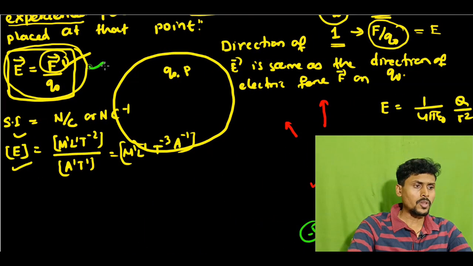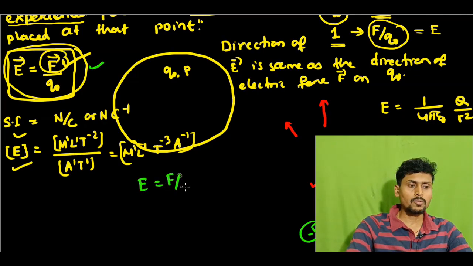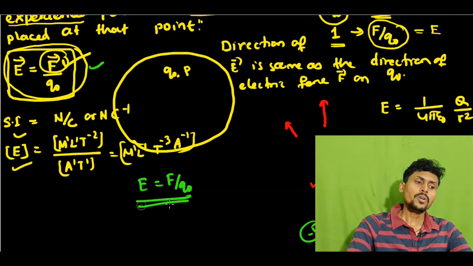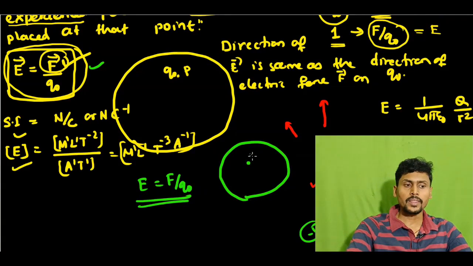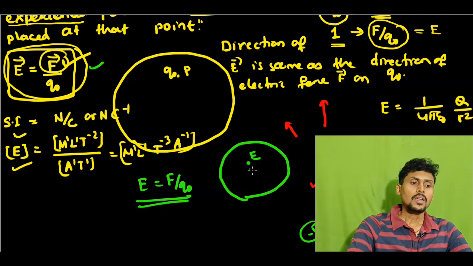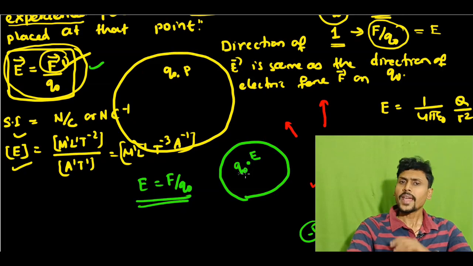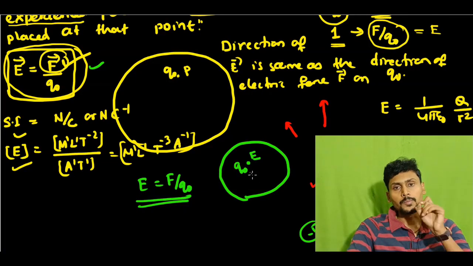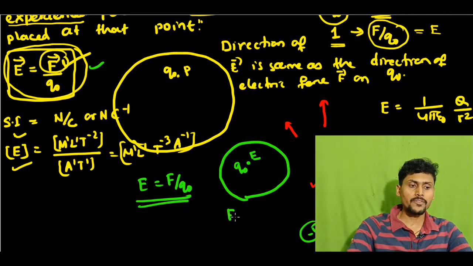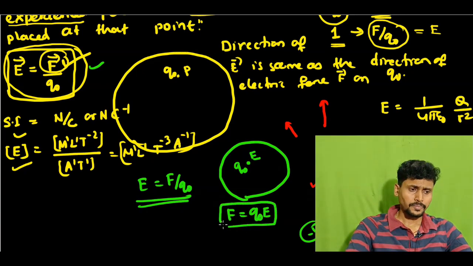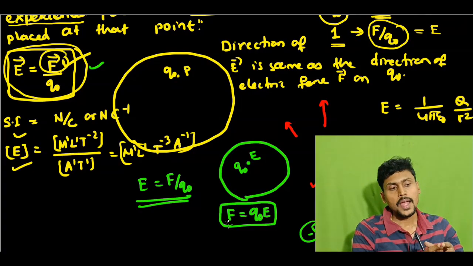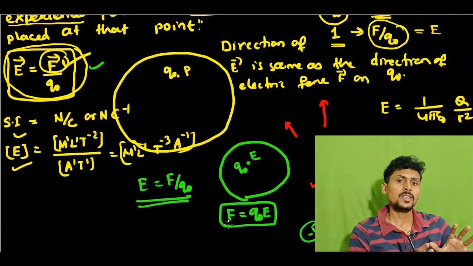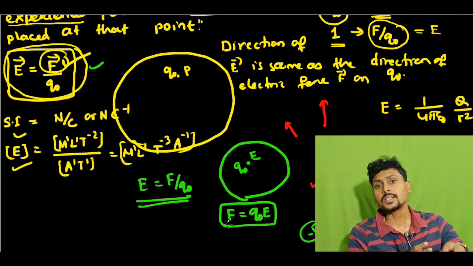We know that electric field intensity is equal to F by Q naught, force by charge. Suppose imagine that this is a region where an electric field exists, and at this point the electric field intensity is E. If I place a test charge Q naught, or any charge Q naught, at this point, then what will be the force experienced by the charge? The answer is F equal to charge times electric field, Q naught into E. So this is an important formula. It means if at a certain point the electric field is E and you have a charge there, the force experienced by the charge is given by the magnitude of charge multiplied with the electric field.